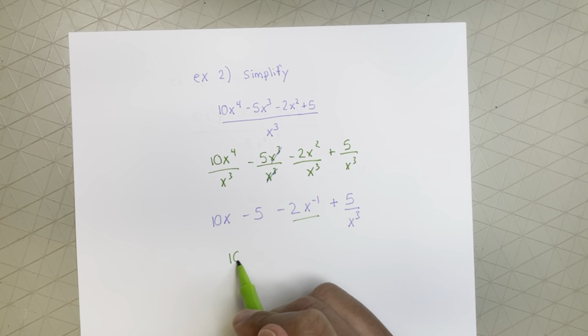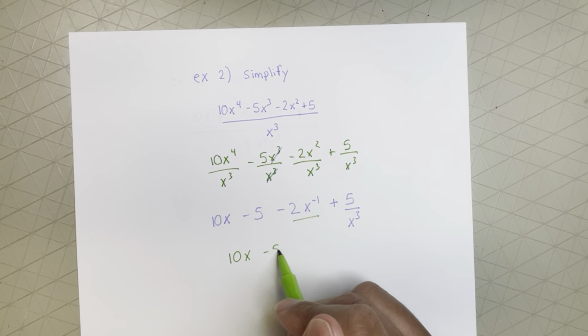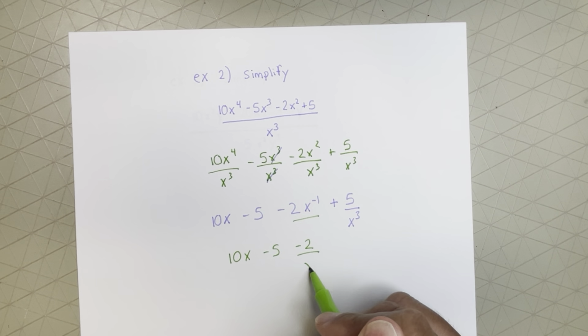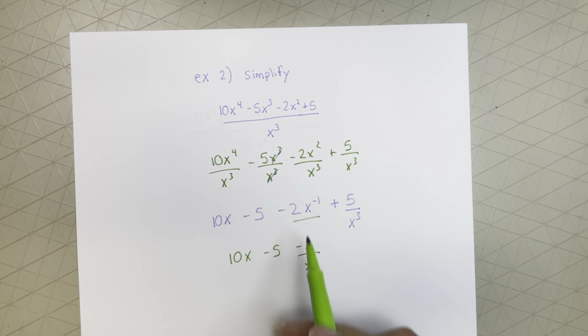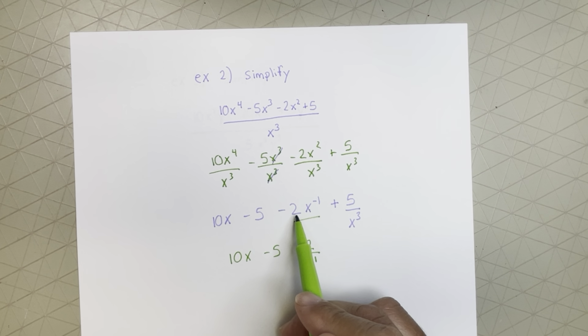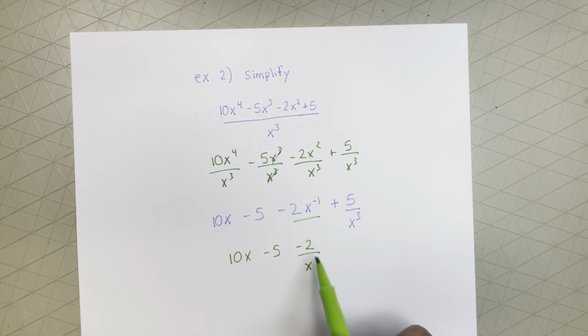So when I rewrite this, this is what I have: 10x minus 5 minus 2 over x to the 1. Notice that the only thing that's going to move is the x, because the 2 doesn't have a negative exponent. So yes, it's negative, but the number is always going to stay in the numerator and the variable is going to go to the denominator.